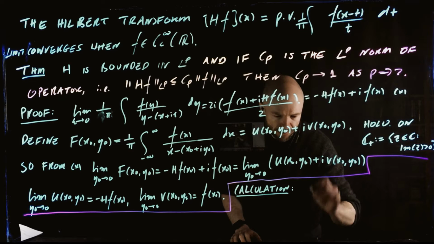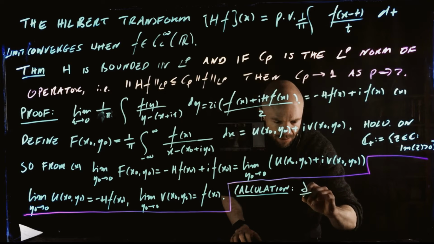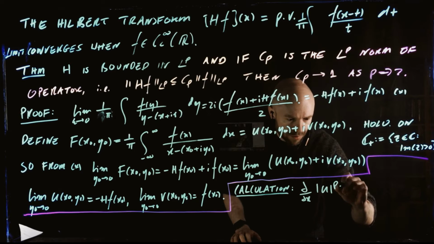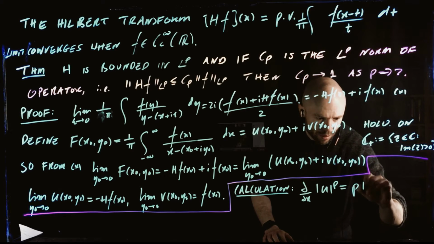So if we take the first partial of the pth power of u, then that's not too hard, then that's p.